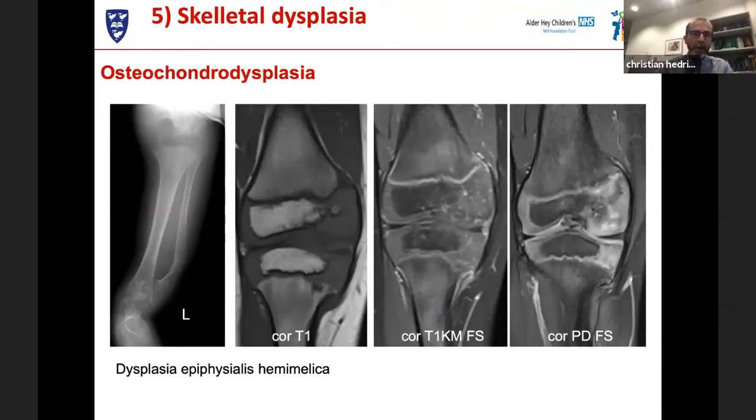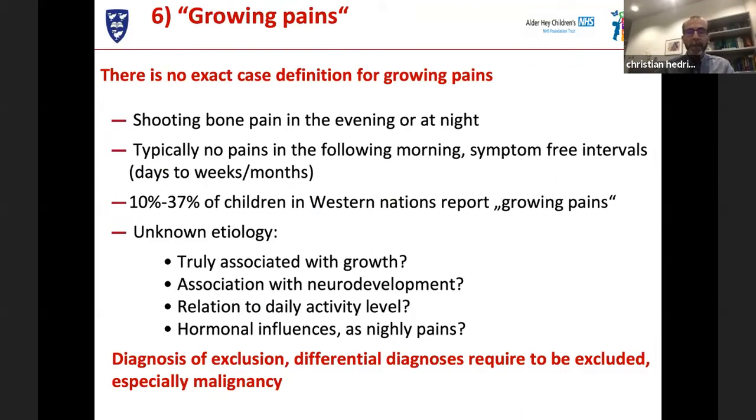There are a number of other skeletal dysplasias that can be associated with bone pain. Osteochondrodysplasia is one example, which you can see in these pictures, but I won't be able to actually go through more also because of limited time.